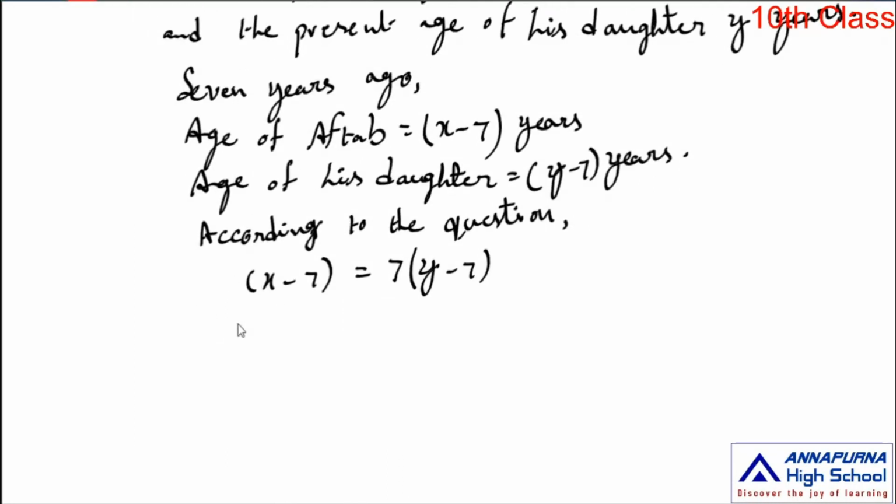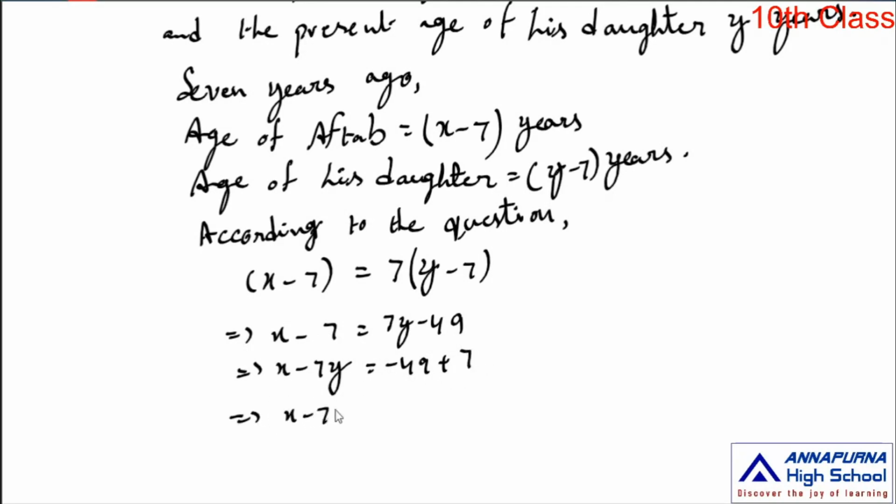Now simplify this. x minus 7 is equal to 7 into (y minus 7). Multiply y minus 7 by 7: 7 into y, 7y, minus 7 into 7, 49. Transpose the variable terms to the left side and constant terms to the right side. Plus 7y transposed to the left side changes to minus 7y, and minus 7 transposed to the right side becomes plus 7. So minus 49 plus 7. That implies x minus 7y is equal to minus 49 plus 7, which is equal to minus 42. So this is the first equation.